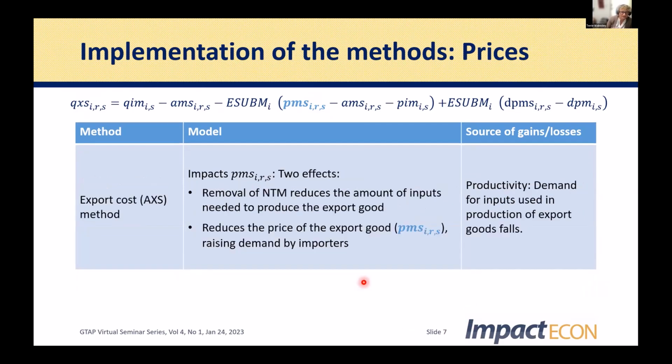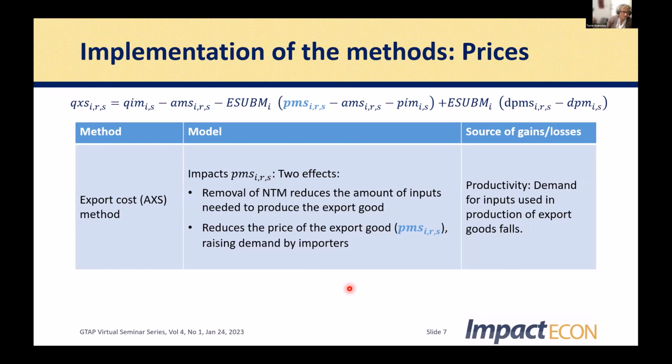And then the final method, which is also an indirect method, works basically through these import prices as well, but it's also a productivity effect. It's similar to the iceberg, but rather than having the productivity gain on the importer side, it's brought back into the export costs. So it has two effects as well. When you remove an NTM, it reduces the amount of inputs needed to produce the export good. And on the other side, it reduces the price of the export good, and hence you'd increase demand. And similar to the AMS or the iceberg effect, you've also got these productivity effects in there.